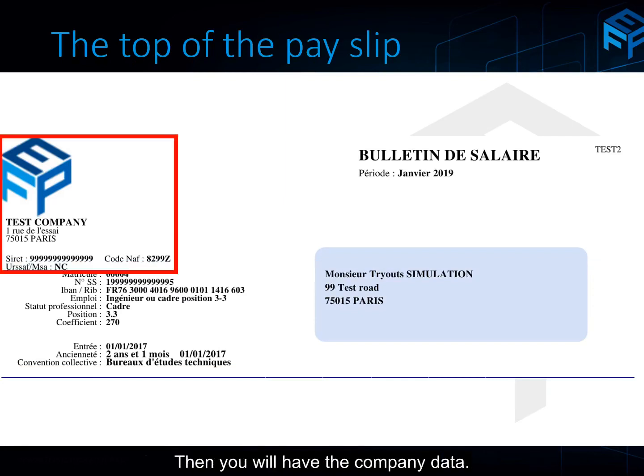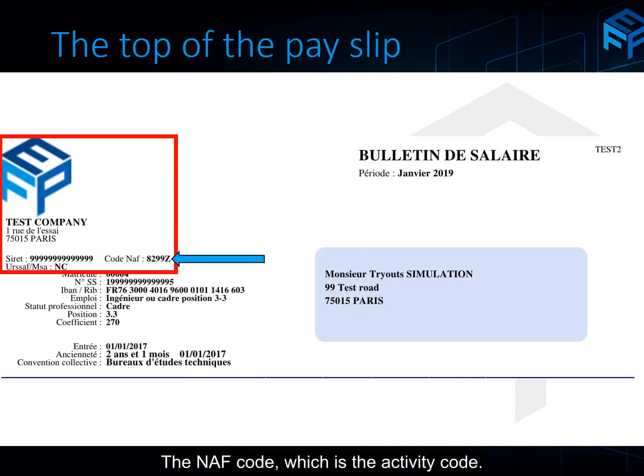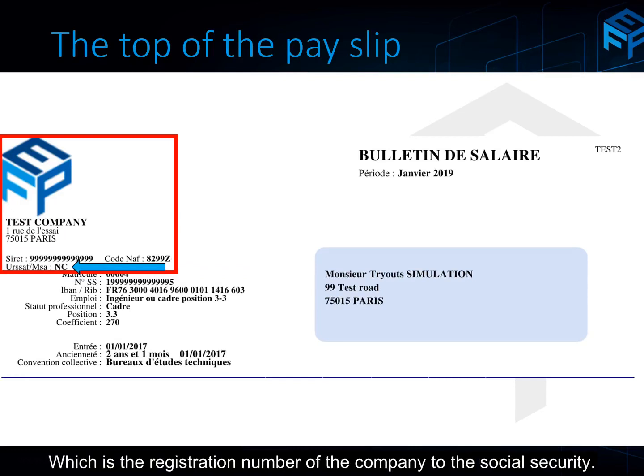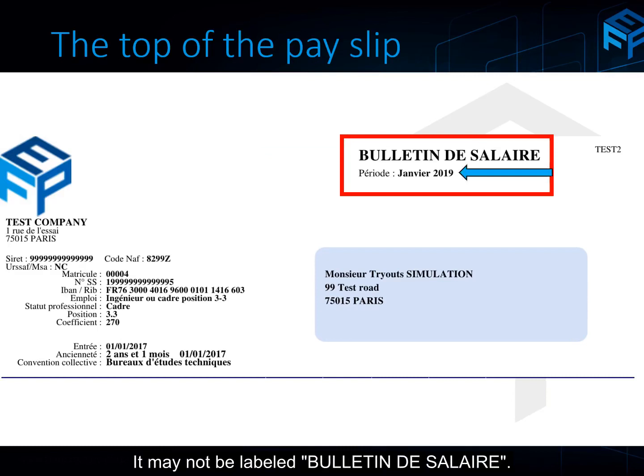Then you'll have the company data with logo, the name of the company, the address of the company, the SIRET number, which is the registration number of the company to the French authority, NAF code, which is the activity code, and the URSSAF MSA number, which is the registration number of the company to the Social Security. Then you'll have the payslip data, with the name of the payslip, which can change specifically for internship, and the period of the payslip. Those are the data within the top of the payslip.